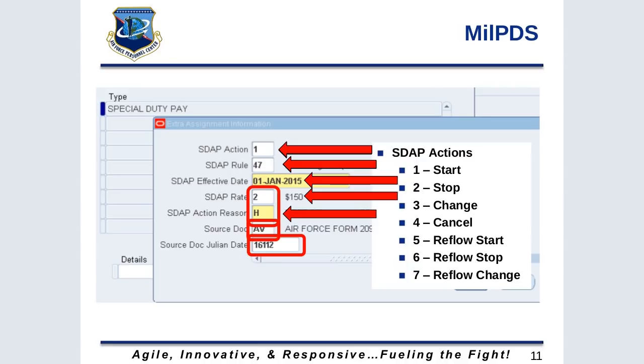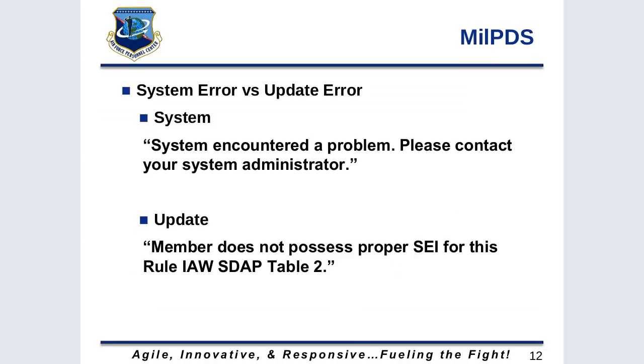After inputting and confirming the information in these fields, save the record and wait for MilPDS to provide a response. If it does not confirm that the transaction was saved, you should receive some type of dialog box to explain what went wrong. The most common errors you will see are: system encountered a problem, please contact your system administrator, or member does not possess proper SEI for this rule in accordance with SDAP Table 2. The first error means something within the system went wrong. At this point, please coordinate with your PSM to aid in troubleshooting.